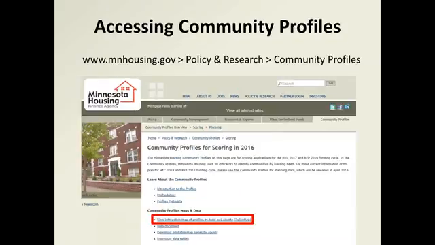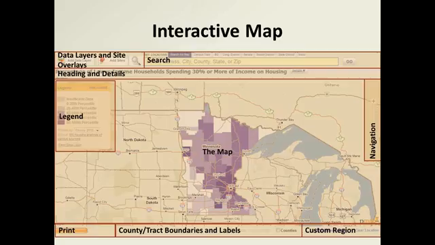On the Community Profiles for Scoring page, you can find links to methodology and metadata documentation for data found within the interactive map used for scoring. There is also a help document and printable map series available by county. For the tech-savvy individuals who want to have access to the raw data, you can download it directly from this page. To access the interactive map and the underlying data layer themes and geographic priority areas, click to view the interactive map highlighted on the screen. This brings you to the interactive map.